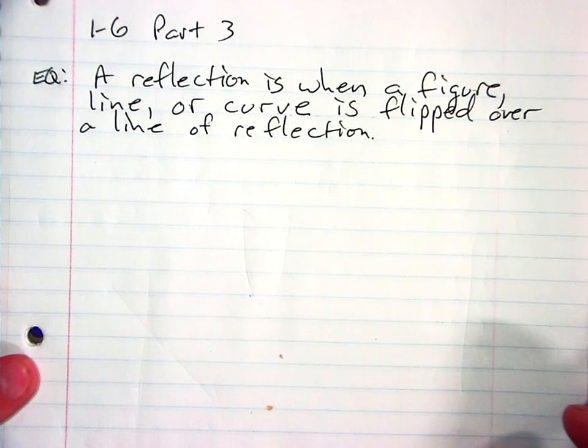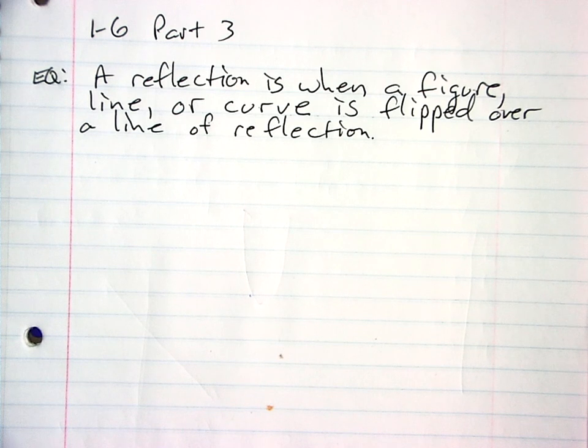All right, 1-6, part 3. So what we are doing today is reflections. A reflection is when a figure, line, or curve is flipped over a line of reflection. We actually kind of covered it yesterday, but we're going to take a little deeper dive into it.